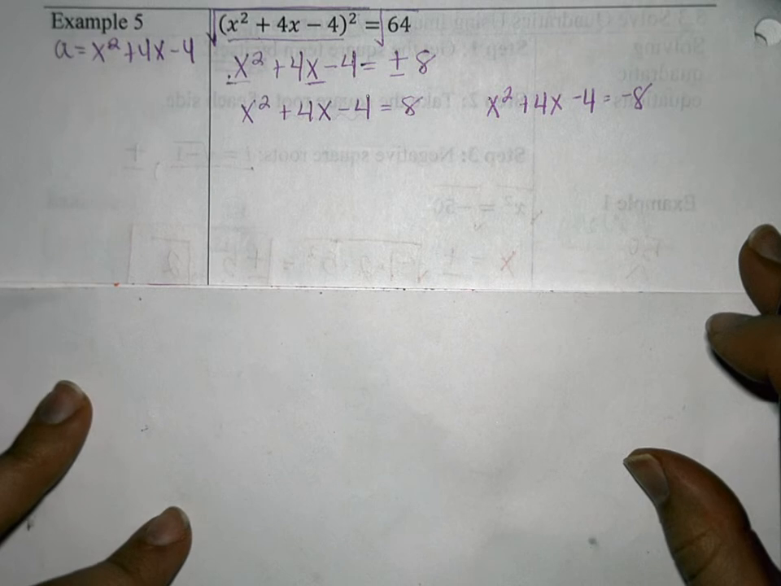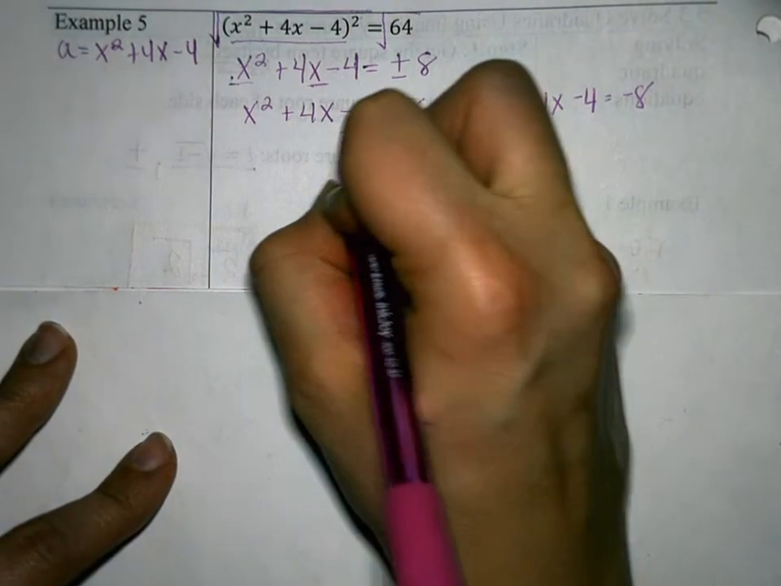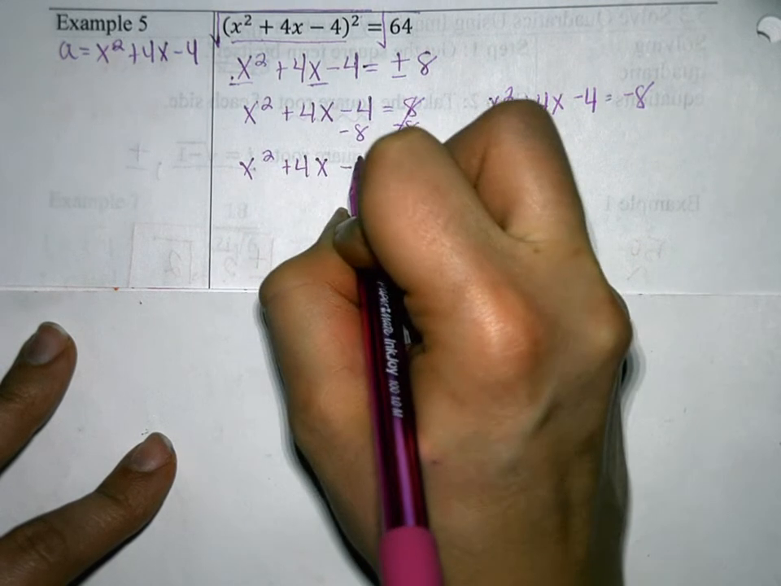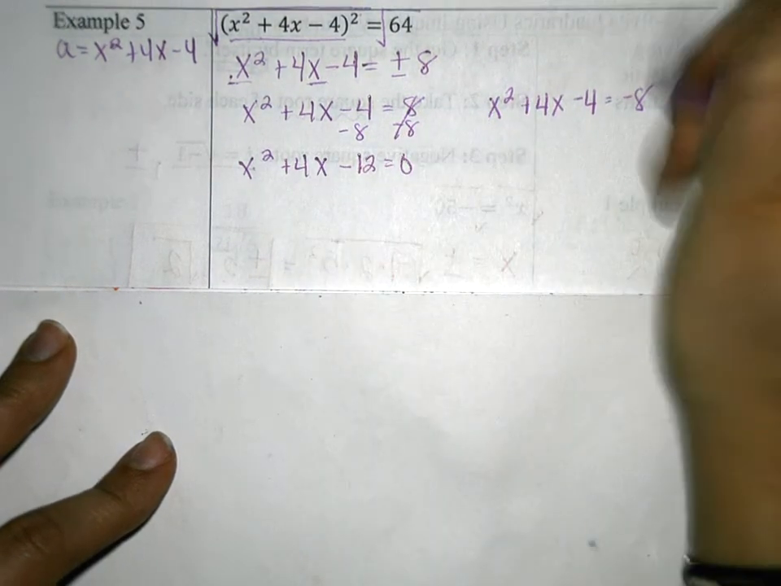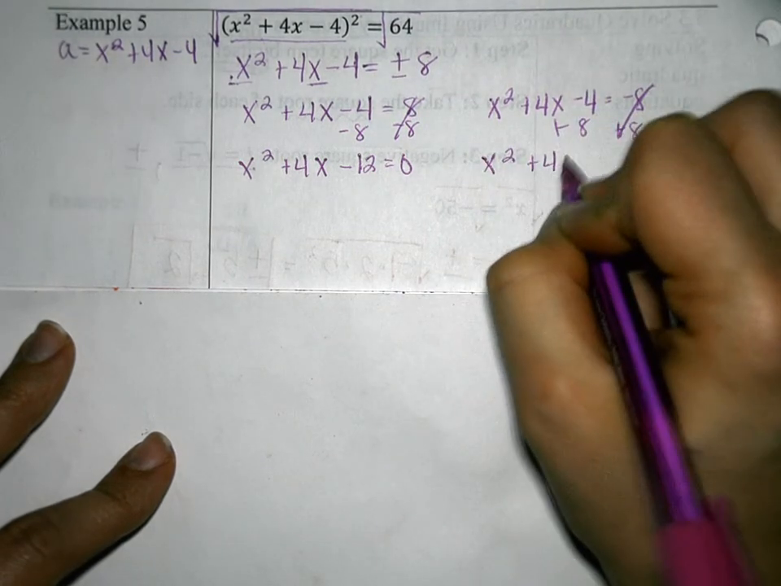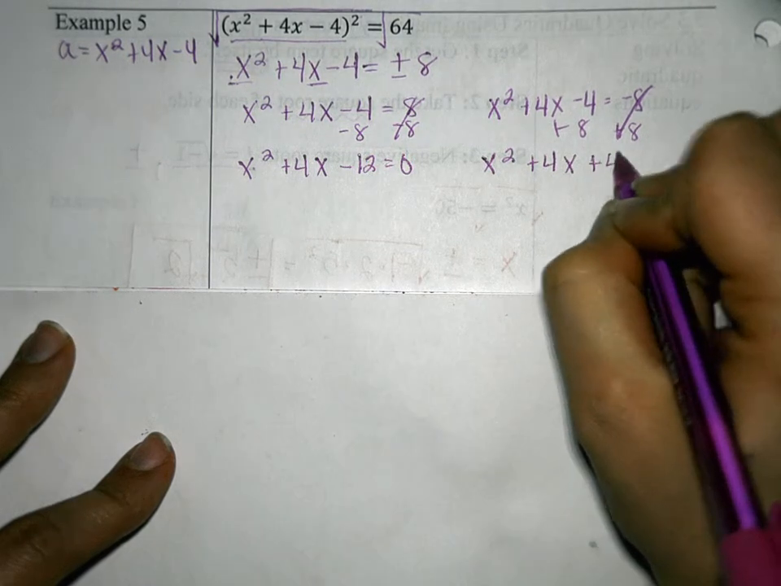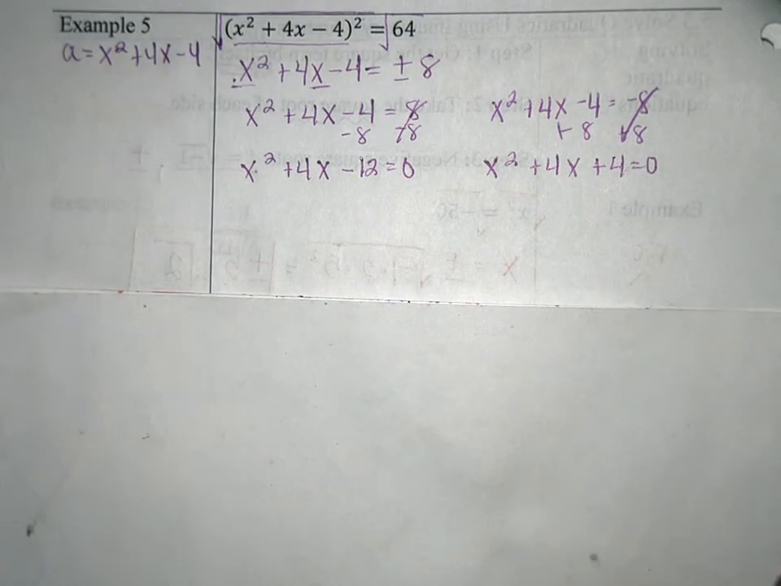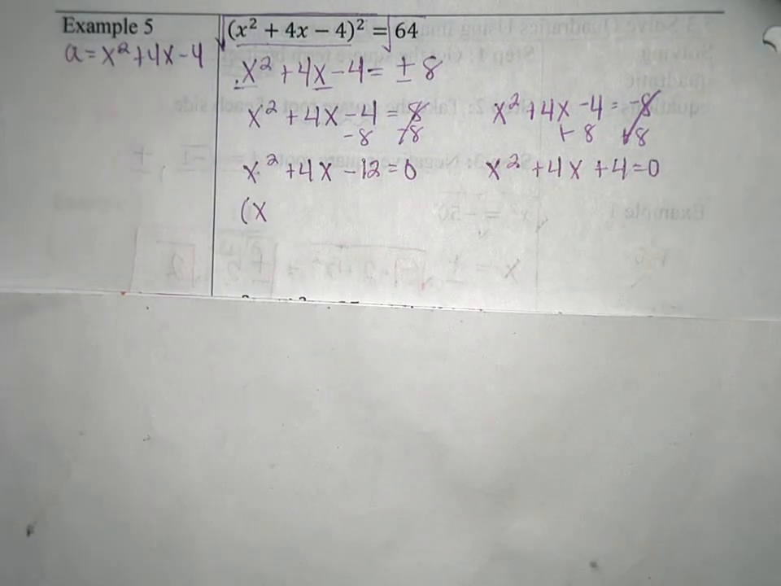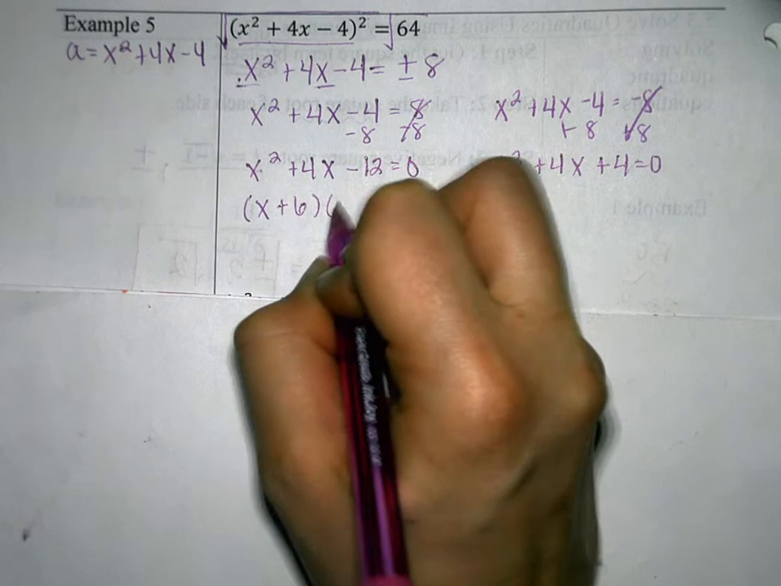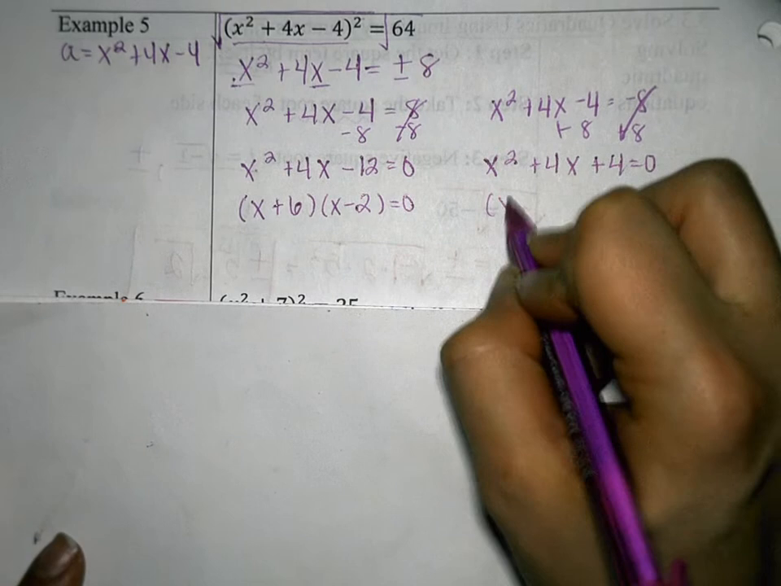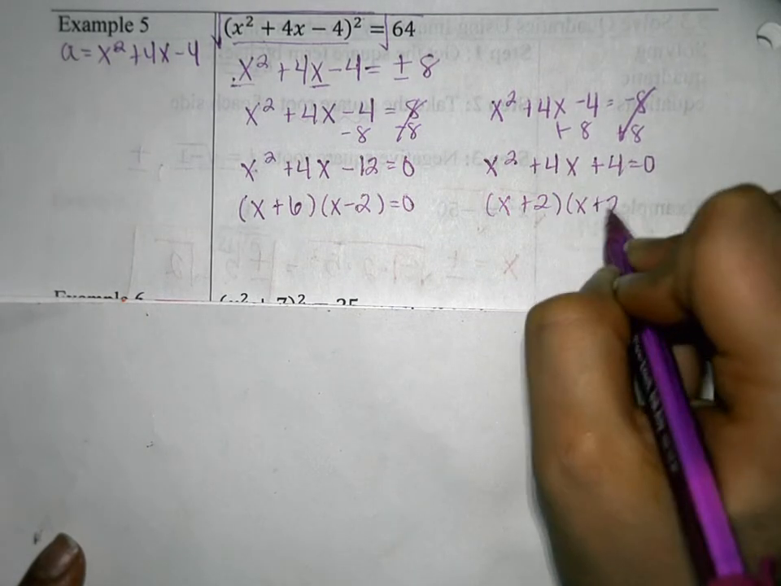Now both of these we already know how to solve. We subtract 8 from both sides to get x squared plus 4x minus 12 equals 0. And this one we add 8 to get x squared plus 4x plus 4 equals 0. So you're going to use diamond method on both of these. The first one factors to x plus 6 times x minus 2 equals 0. And this one factors to x plus 2 times x plus 2 equals 0.